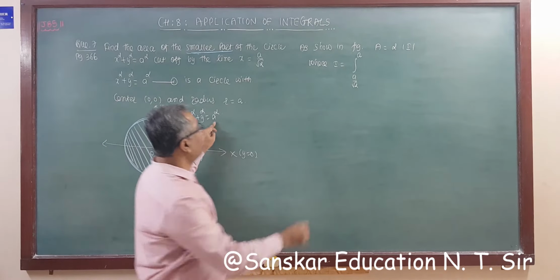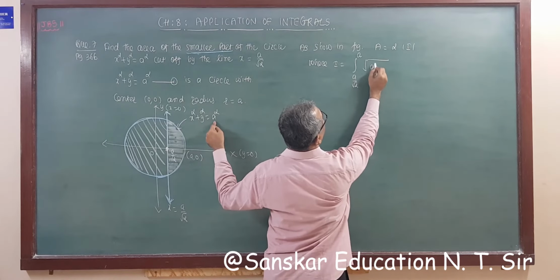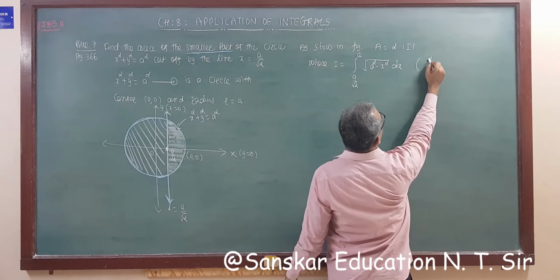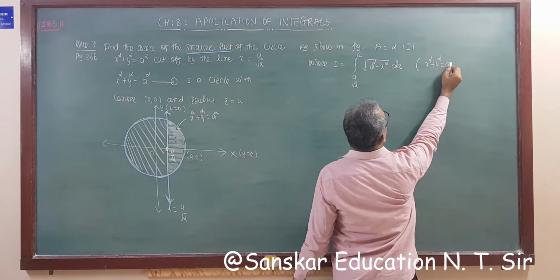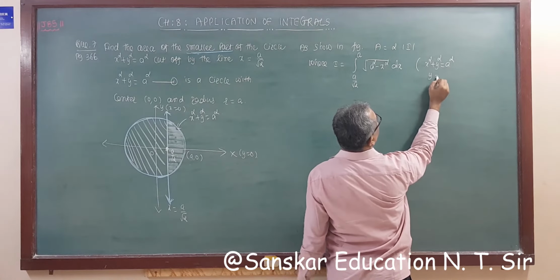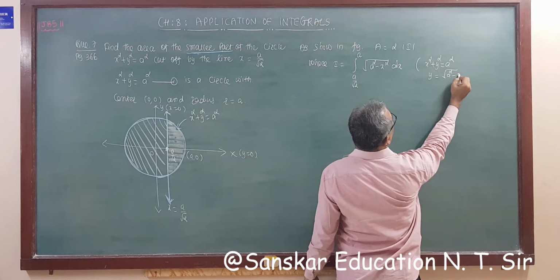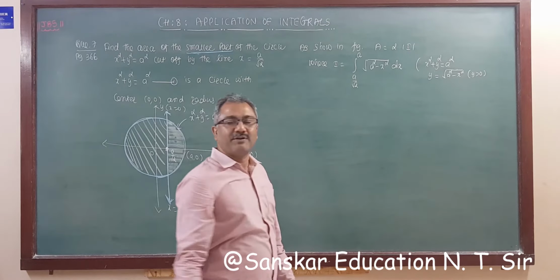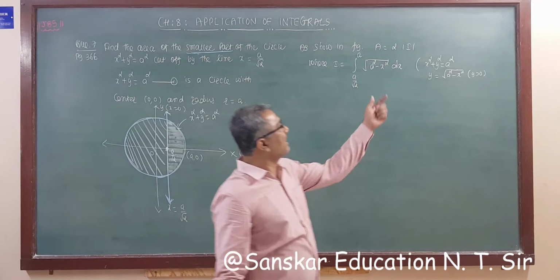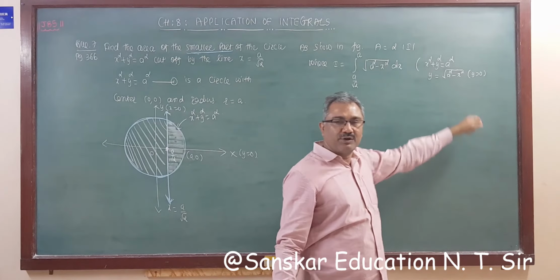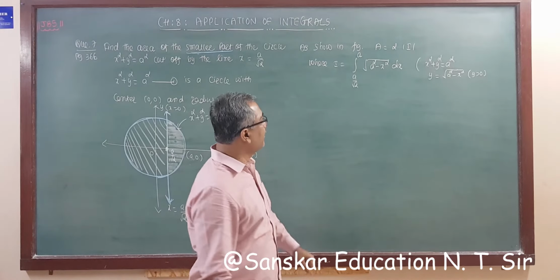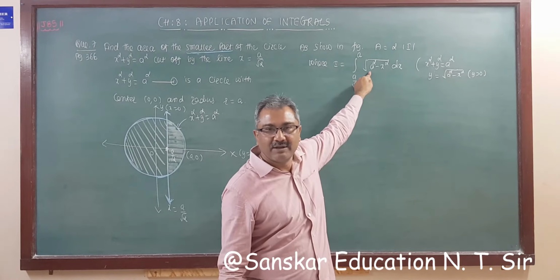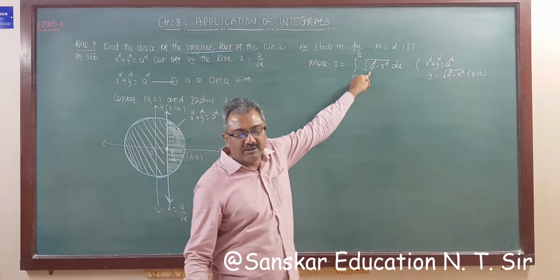Sorry, y dx means under root a square minus x square dx, because x square plus y square is equal to a square. So y is equal to under root a square minus x square, y greater than 0 as first quadrant. I am not writing first quadrant, that you know. If you write only y greater than 0, then it's also okay. Now integration of this is a very familiar formula, right? So you can write the answer.